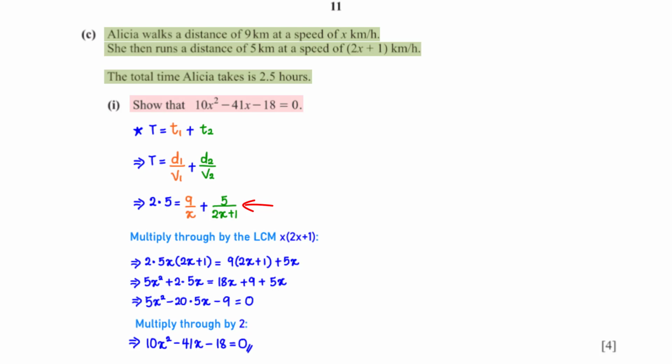When we multiply through the equation by x times 2x plus 1, this is what we get. When we expand the brackets on both sides of the equation, this is what we have. So now when we move all the terms to one side of the equation and group like terms, we have 5x squared minus 20.5x minus 9 equals 0. When we multiply through the equation by 2, we get 10x squared minus 41x minus 18 equals 0.